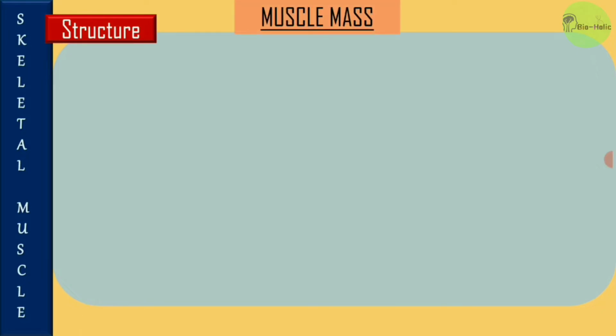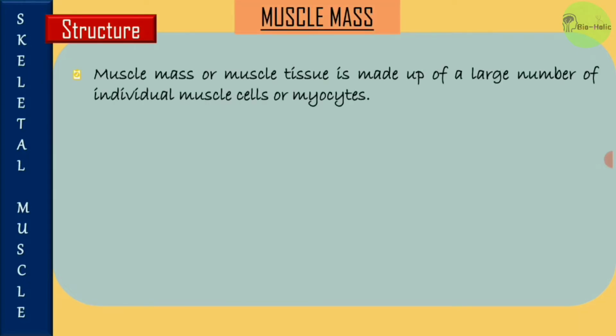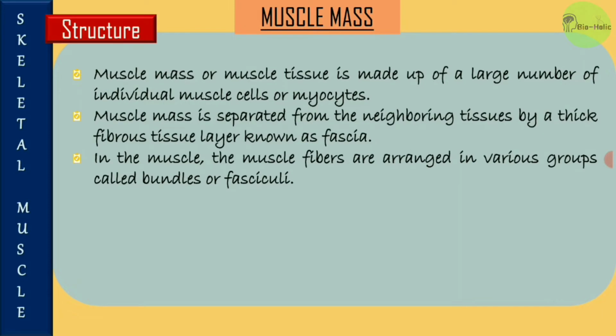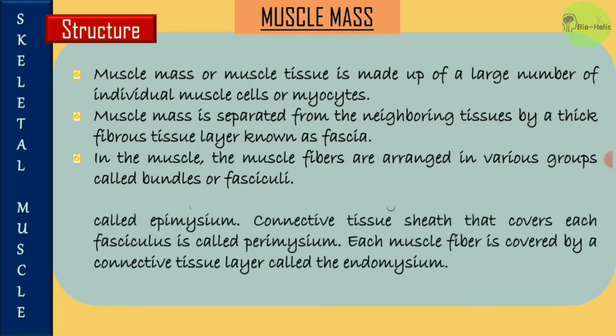Now at first let's learn what muscle mass is. Muscle mass or muscle tissue is made up of a large number of individual muscle cells or myocytes. Muscle mass is separated from the neighboring tissues by a thick fibrous tissue layer known as fascia. And the muscle fibers are arranged in various groups called bundles or fasciculi.